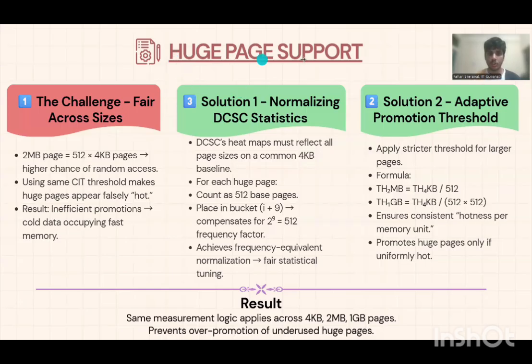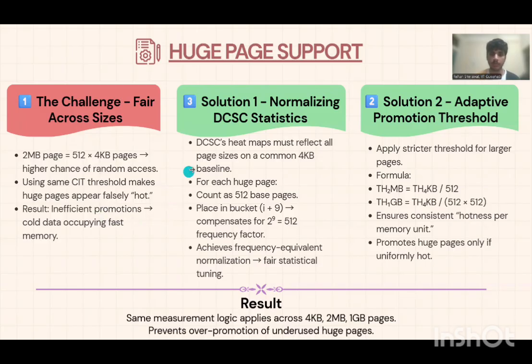The final topic is the huge page support. Most of our pages are 4 KB sized, but let's say that one page is 2 MB, which is 512 times this page. Now, when we run the scan of CIT, we find that this page has more chances of getting an access hit, due to which it will be falsely identified as a hot page.